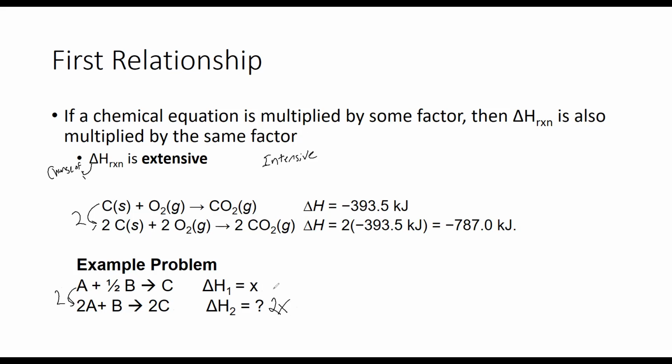And this is our first relationship of enthalpy. When you multiply your equation by some number, the change in enthalpy is multiplied by that same number. It's the same with division too. Going backwards, if I have everything and I divide it by 2, you just take your delta H and also divide it by 2. So that's our first relationship of enthalpy.